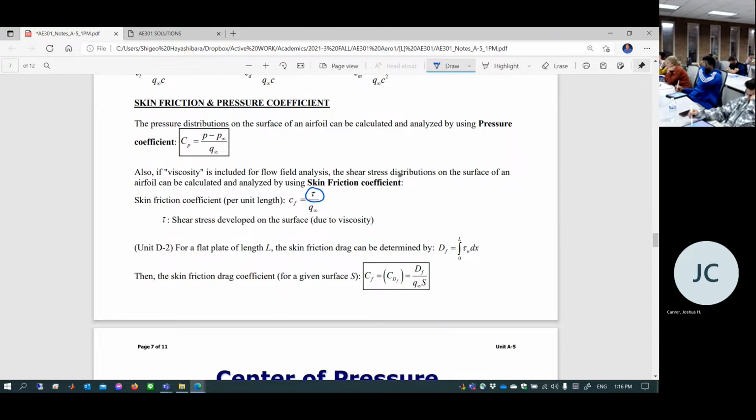Now, typically in a low-speed wind tunnel, you cannot really measure skin friction, or this shear stress. It's very difficult. Probably not possible. But anyway, suppose you have that kind of information, you can normalize it to have a skin friction coefficient. Okay, so everything is either a coefficient or a normalized value. Dimensionless is the point.